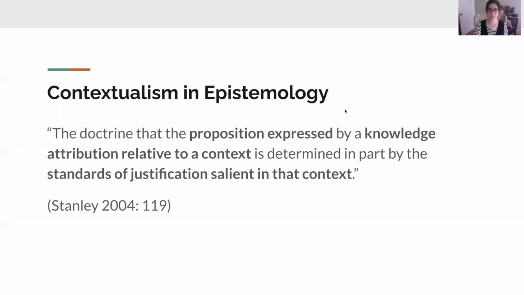What does it say? Contextualism, says Stanley, is, quote, the doctrine that the proposition expressed by a knowledge attribution relative to a context is determined in part by the standards of justification salient in that context. So basically what it's saying is that whether or not someone has knowledge, according to a contextualist, will vary depending on the standards that are at play in the conversational context.